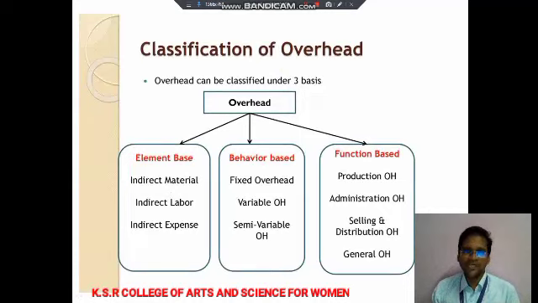Here the overheads are classified into three different heads. One is element based, another is behavior based, and another is function based. In element base we have three subpoints: indirect material, indirect labor, and indirect expenses. In behavior based we have three categories: fixed overhead, variable overheads, and semi-variable overheads. In function based we have four: production, administration, selling and distribution, and general overheads.